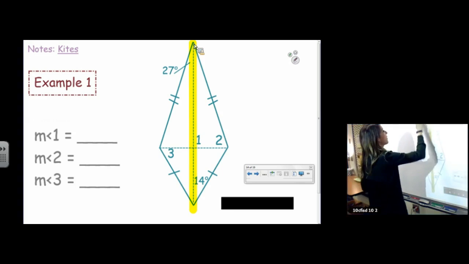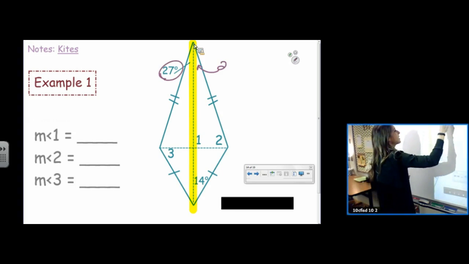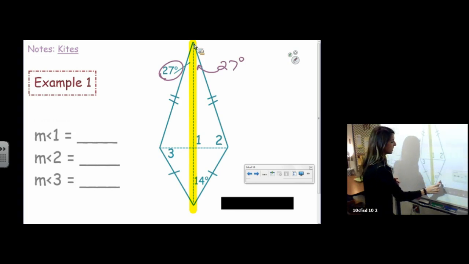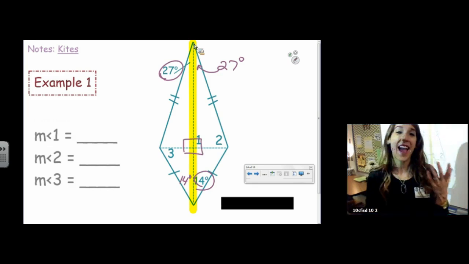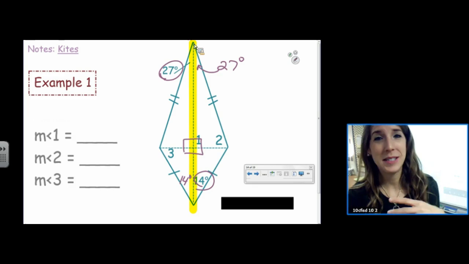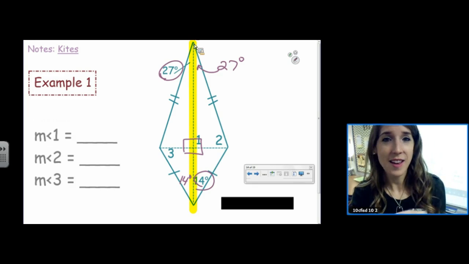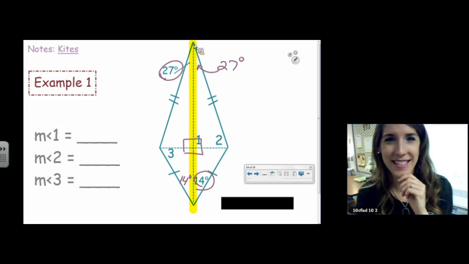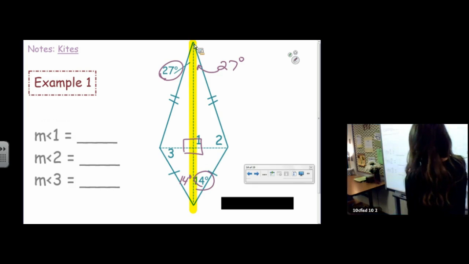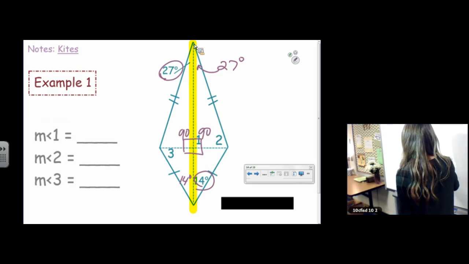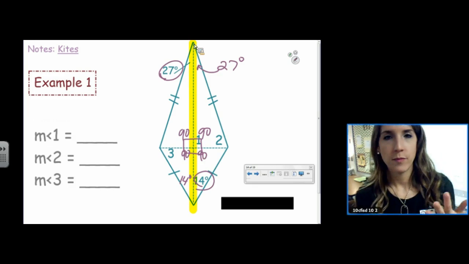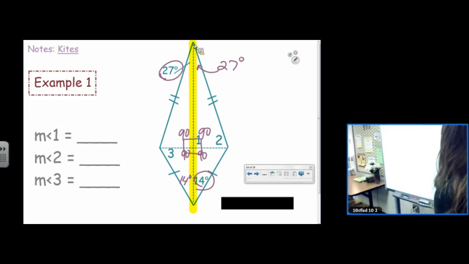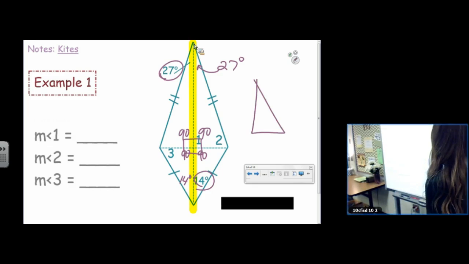Mirror image. If this is 27, well then, oh my goodness, this is 27. If this is 14, then this angle is 14. Now, I do have to memorize the property that the diagonals are perpendicular, but the good news is they'll always look perpendicular. In a kite, you can't really make the diagonals not look perpendicular. So, we've got 90, 90, 90, 90. And then, of course, now we have 4 right triangles. And we know how to find a missing angle in a right triangle. We know the shortcut even.